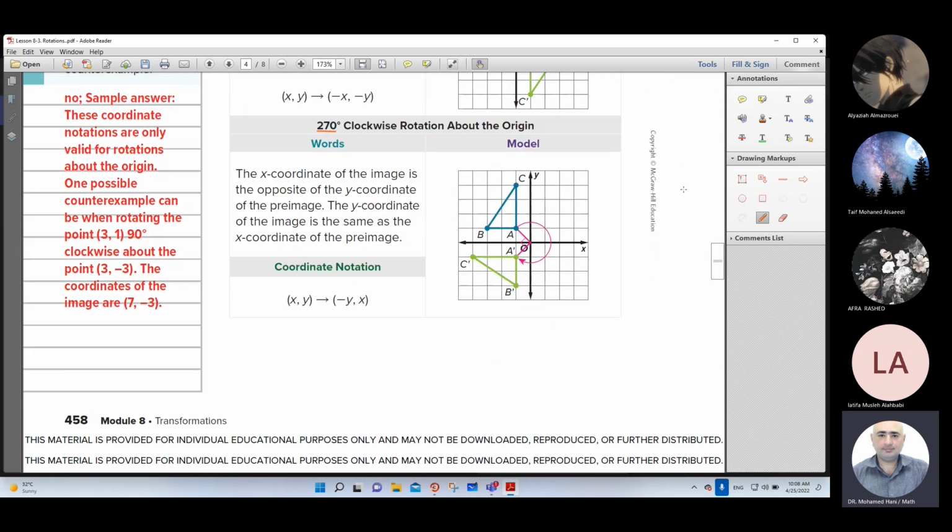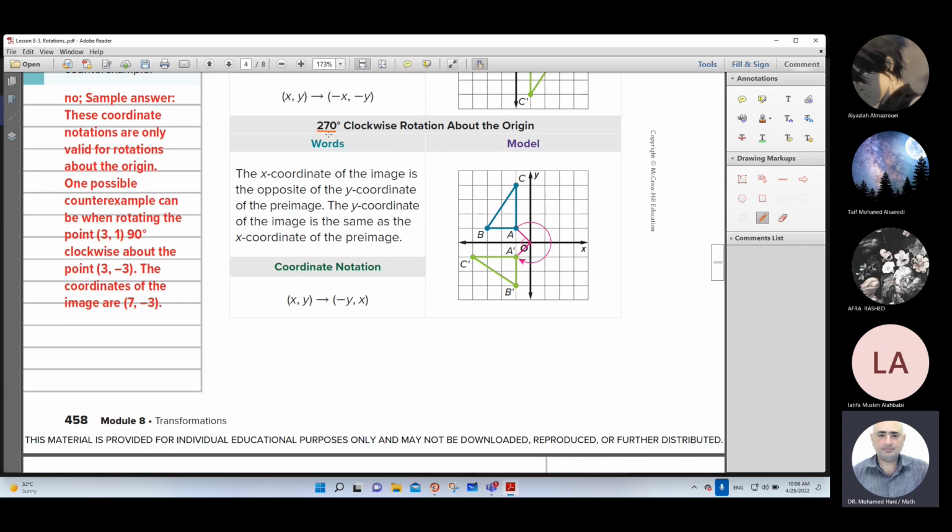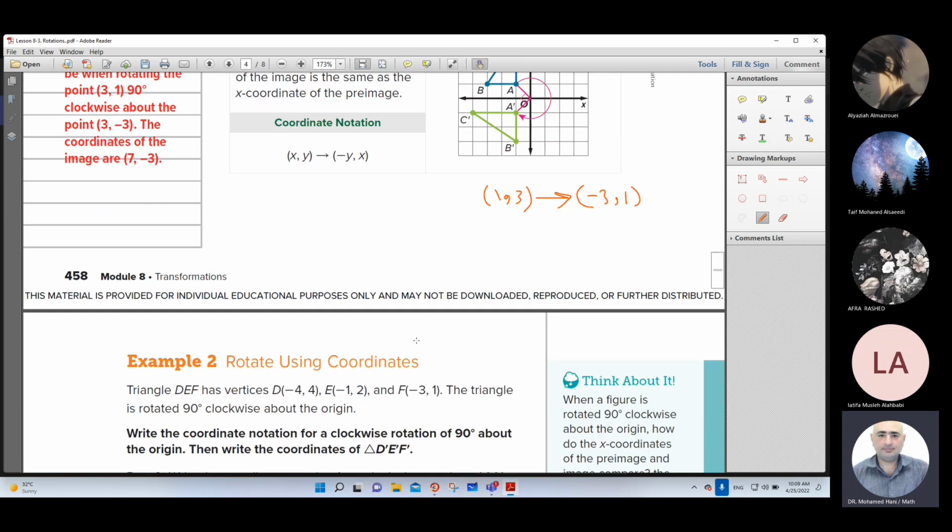And the third case, if you have this angle 270, xy will be negative yx. So suppose you have 1, 3, the rotation will be, in this case, minus 3, 1. Switch between them, then take the opposite of y and keep the same x. Example.